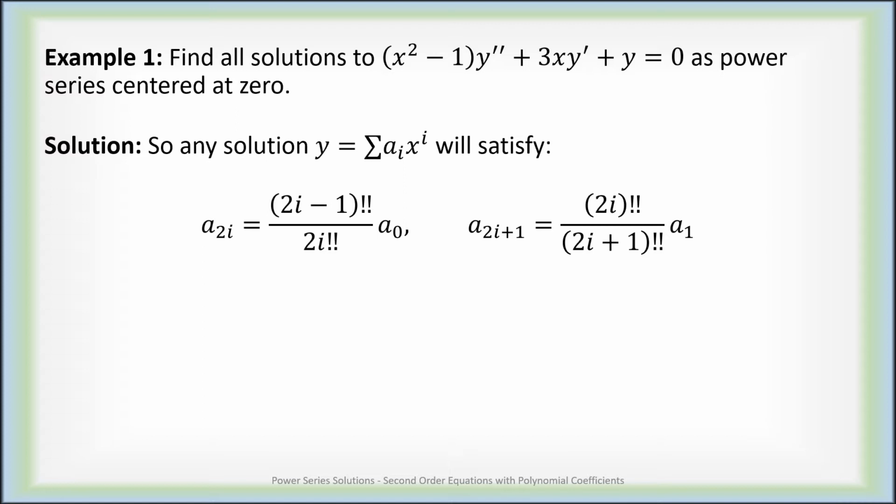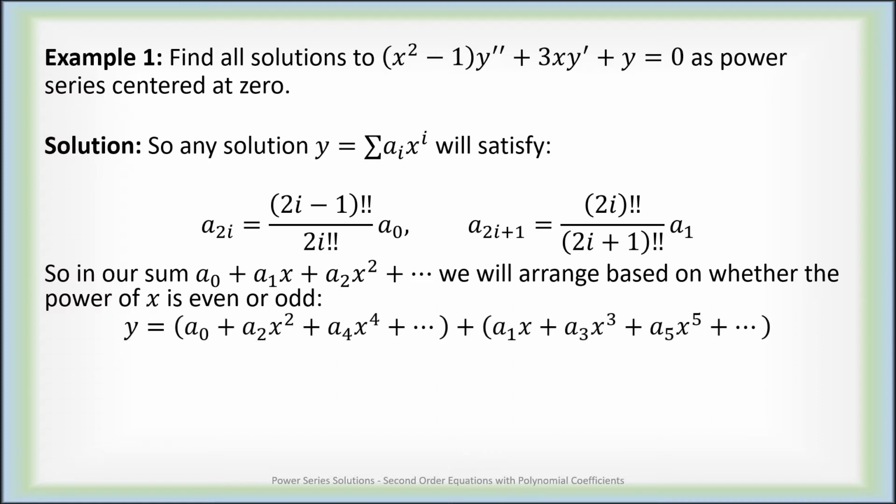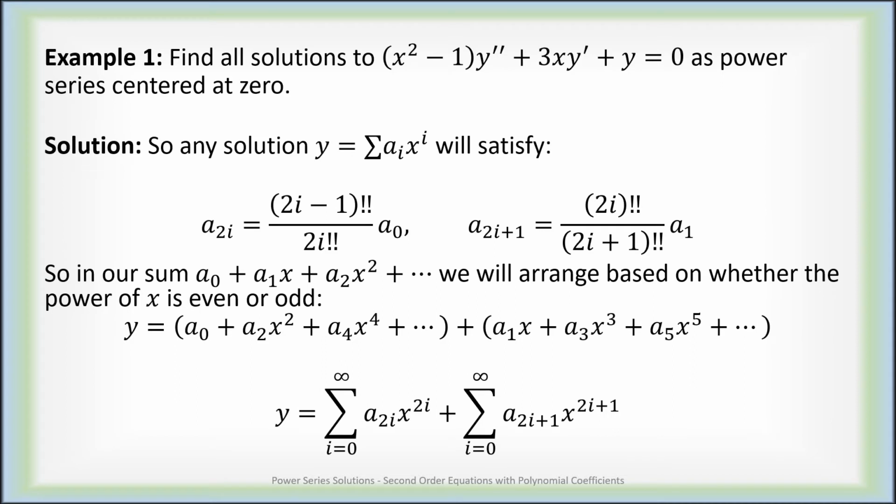All of the even index coefficients can be expressed in terms of some multiple of a sub 0, and all of the odd index coefficients can be expressed as some number times a sub 1. So in our power series sum, a0 plus a1x plus a2x squared, etc., we're going to break it apart into two sums, the even index terms and the odd index terms, expressed like this with our series notation.